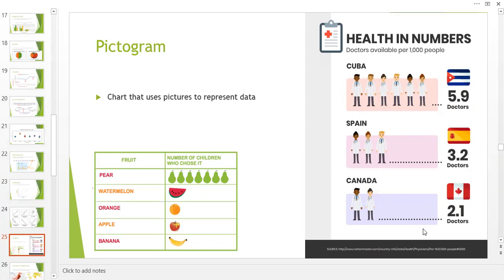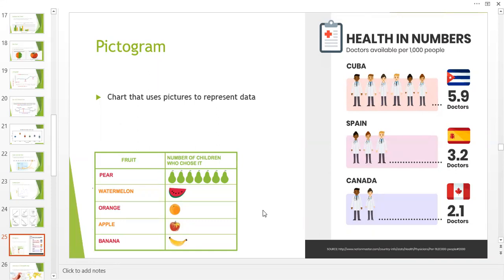Pictograms are charts that use pictures to represent data. For example, we have plotted the number of children who use pear and watermelon, and we have made pictures. This is another pictogram showing health in numbers, doctors available per 1,000 population. In Cuba it's 5.9 doctors, Spain 3.2 doctors, and Canada 2.1 doctors.